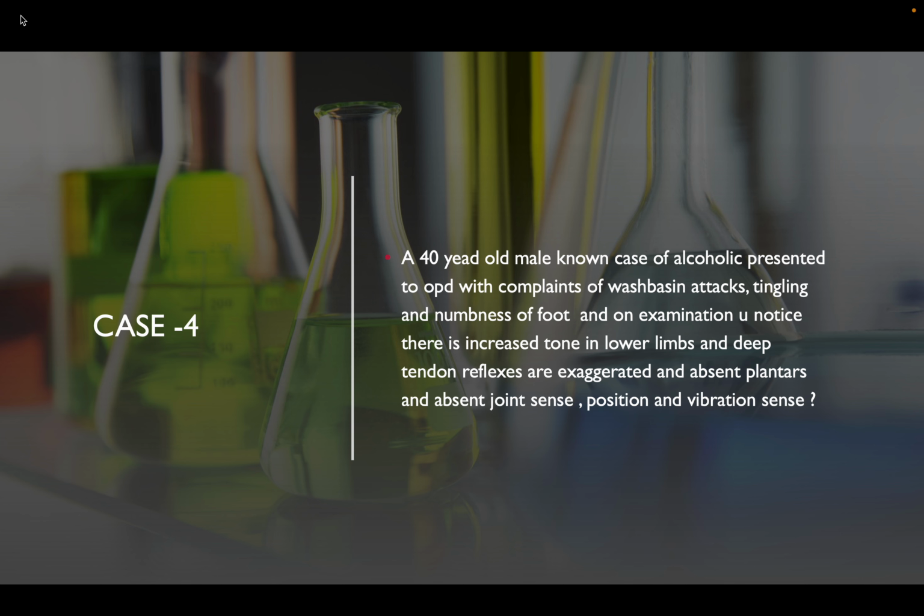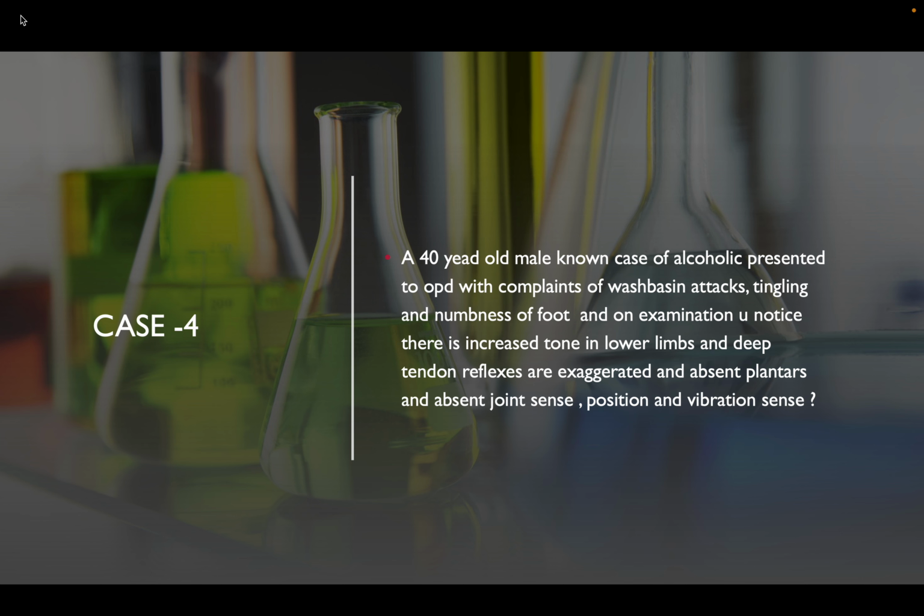And tingling and numbness of the foot, so that is also a posterior column symptom. And there is increased tone in the lower limb, and deep tendon reflexes are also exaggerated. So that is suggestive that some spastic upper motor neuron component of the motor system is involved. And absent plantars and absent joint position sense are just posterior column signs. So this is an alcoholic case. You can see the posterior column is involved, and the lateral column involving the motor fibers is involved. So this is classically a case where the posterior lateral column is involved.